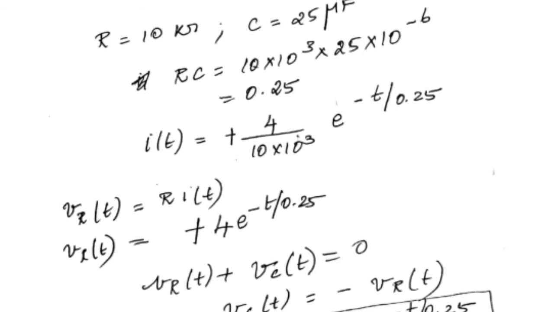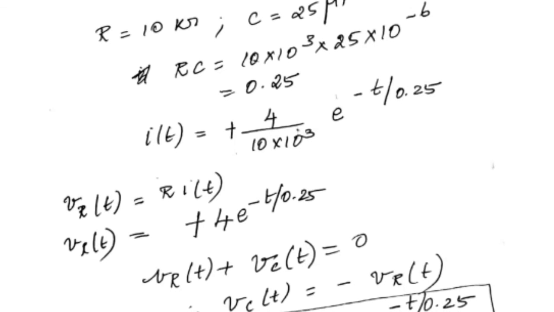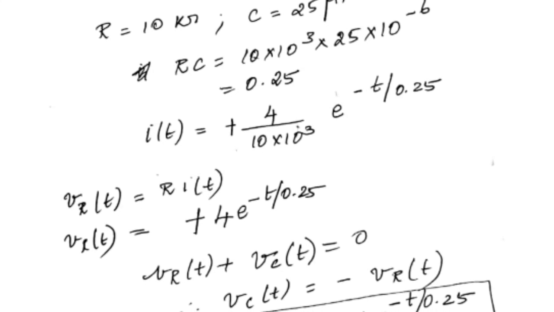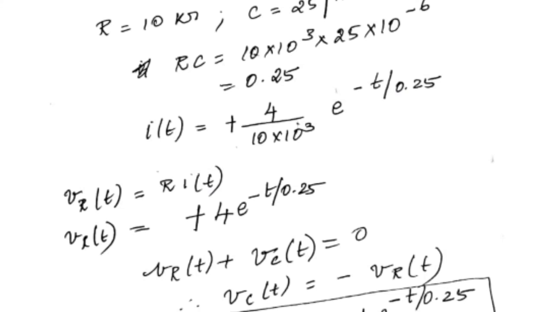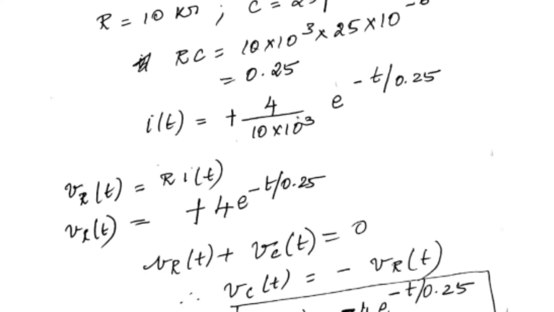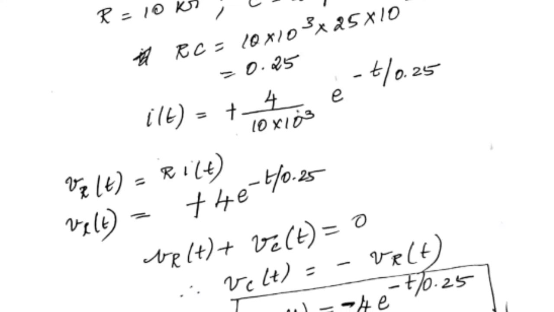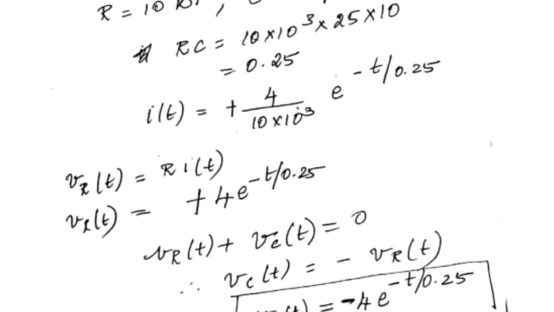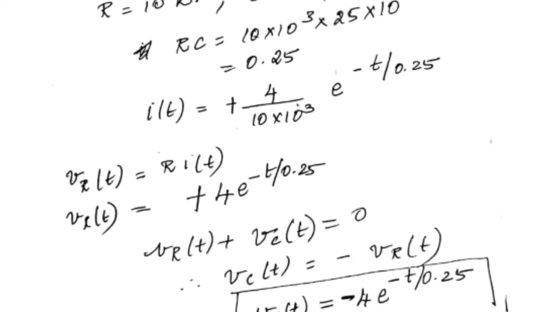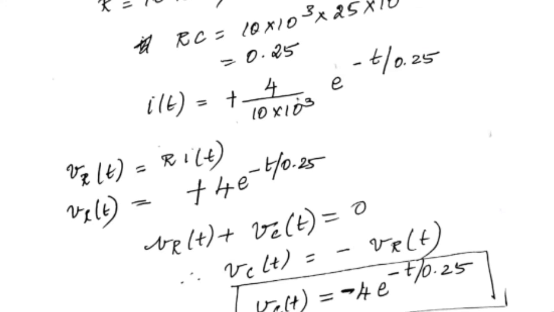Now we calculate the voltage across the capacitor. The total voltage in the circuit is VR of t plus VC of t equal to 0. So Vc of t is equal to minus Vr of t. Whatever charge is in the capacitor will be delivered and used by the resistor. So Vc of t will be equal to minus 4 e power minus t by 0.25.